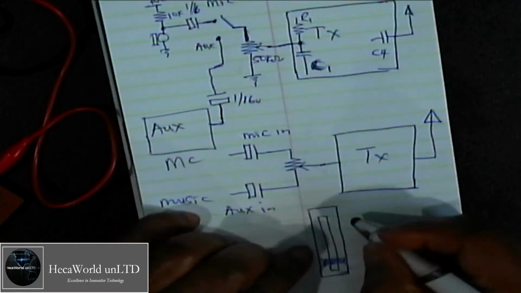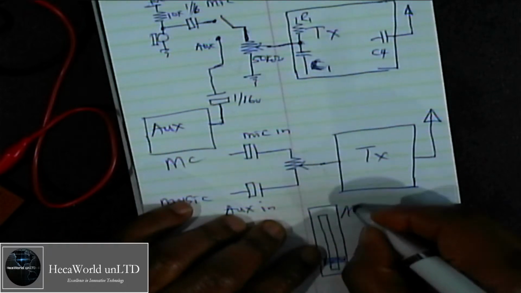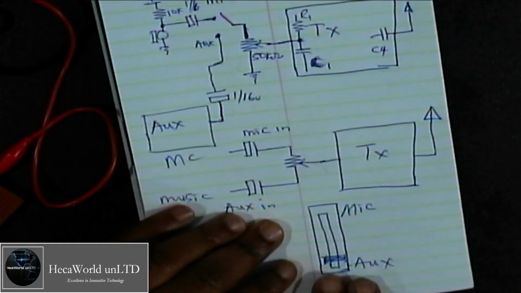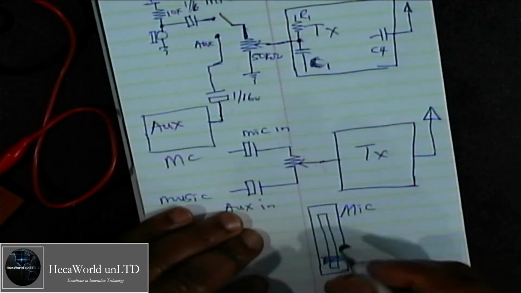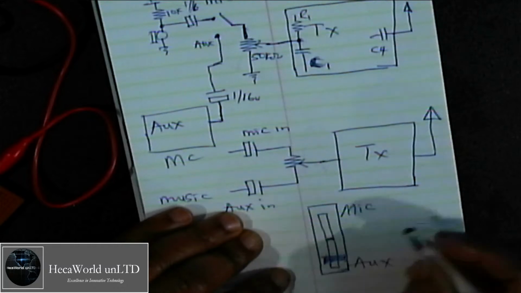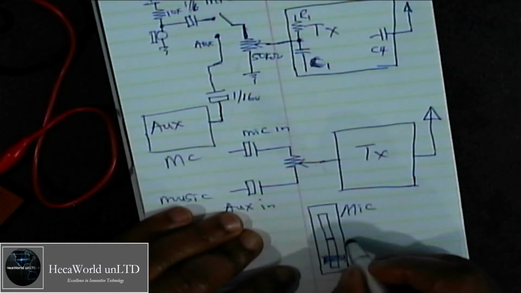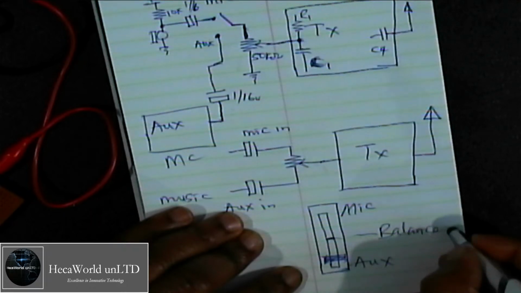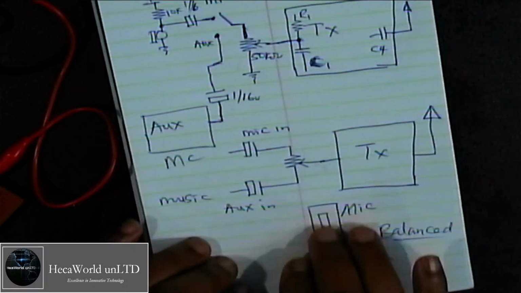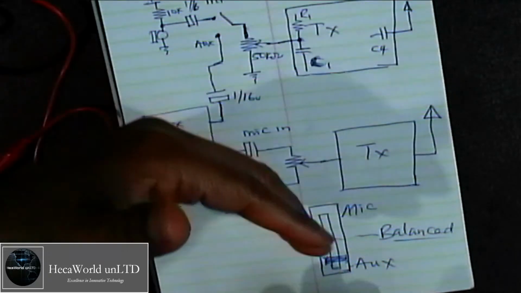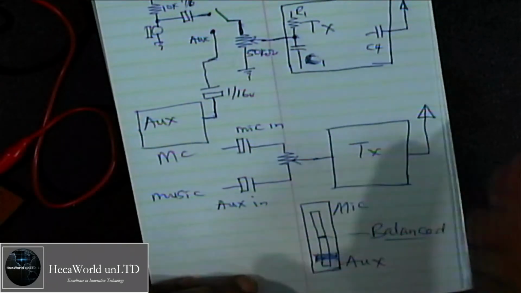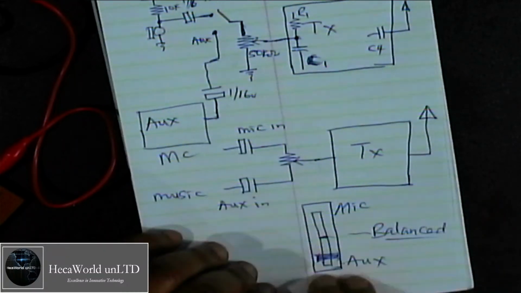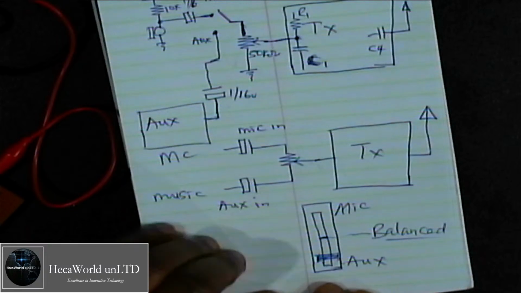So if you want to have your mic here, and then you have your aux here, as you slide it, if you put it at the middle, then both of them have equal, it will be balanced. If you want to have it balanced, you can put it in the middle. So the music and the microphone are coming in balanced, equal amount, and going to your transmitter. If you want the music to play more, you slide it down. If you want your voice to come in more, you slide it up.